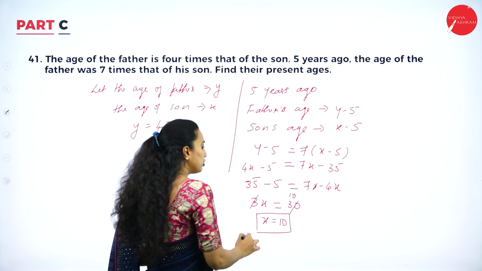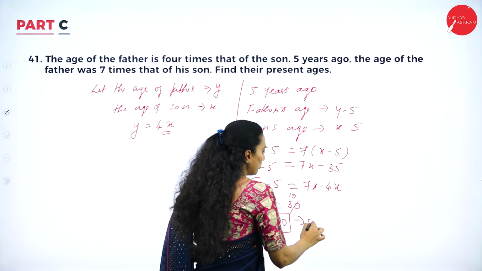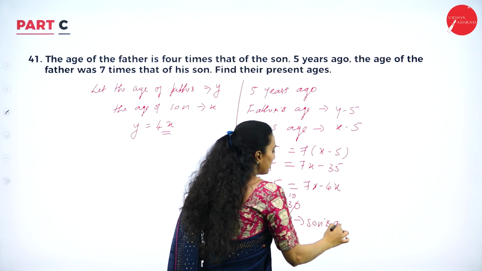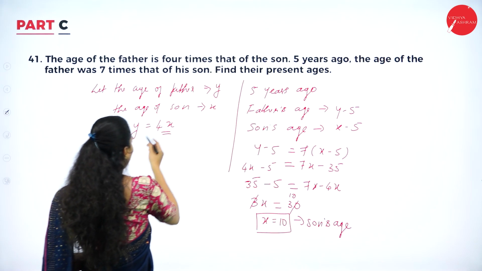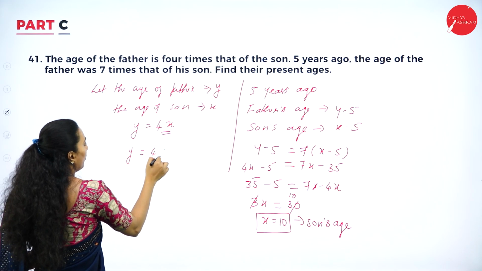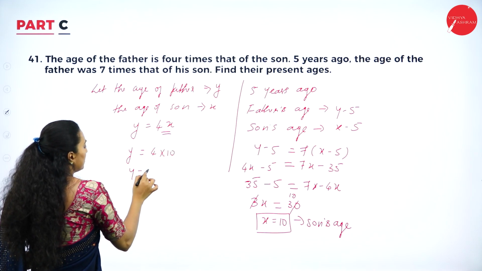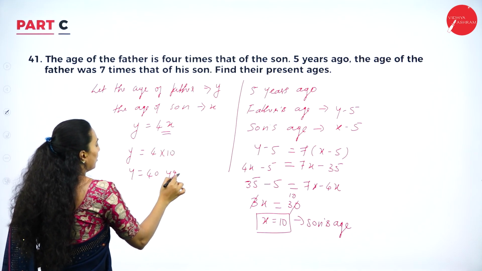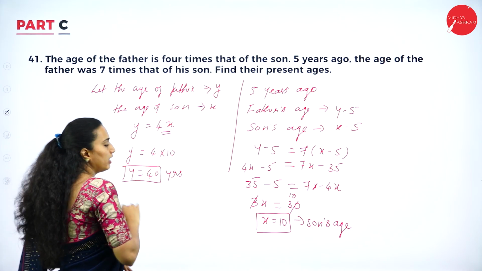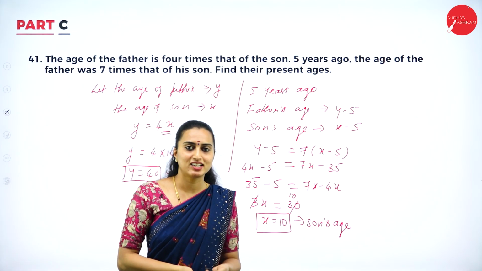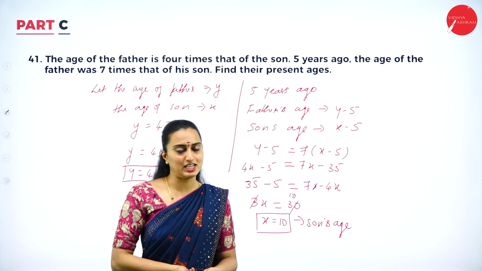What is x? We have assumed the son's age. Correct. So x will be the son's age. So what will be the father's age here? So y will be equal to 4 into 10, which is y is equal to 40 years. Got? This is the father's age. That's it, dears. I hope you understood these steps.